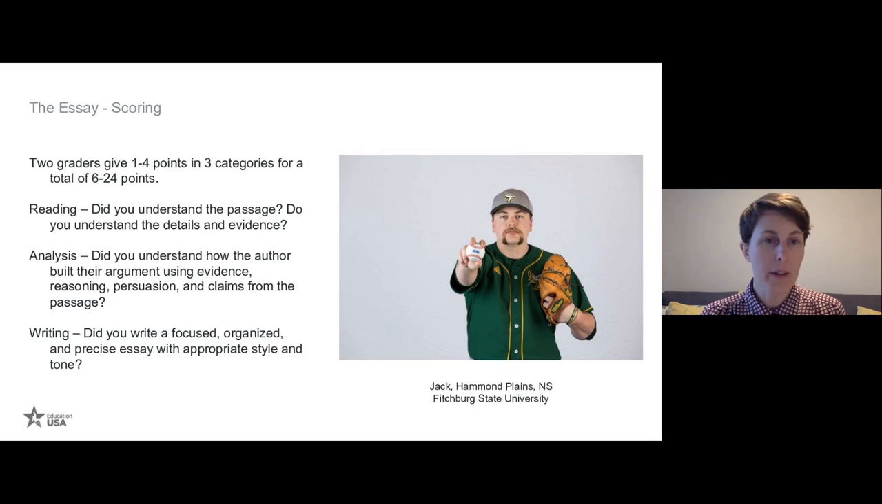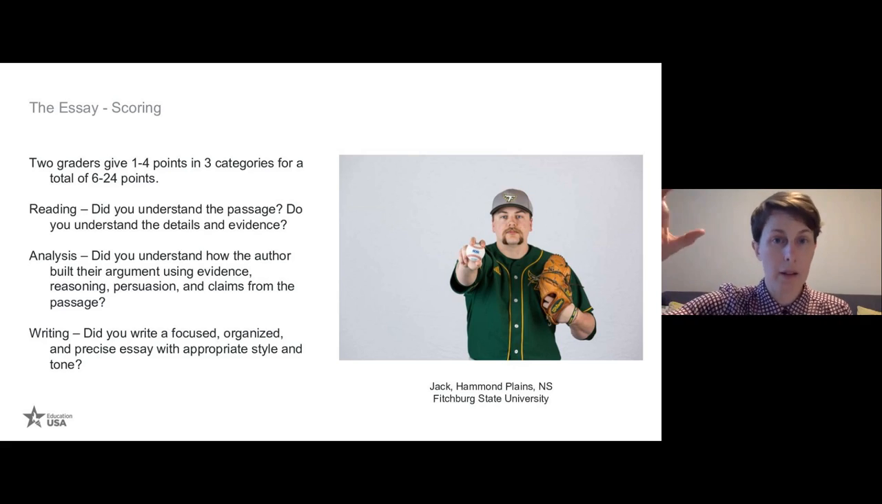There will be two graders who give you 1 to 4 points in the following three categories. So between the two graders in each of the categories, you can get a minimum of 6 points and a maximum of 24 points. The reading category means, did you understand the passage? Do you understand the details and the evidence? So this is you, as you're providing your analysis of what the author wrote, demonstrating that you actually understood what you read through the examples you use and the statements you make.